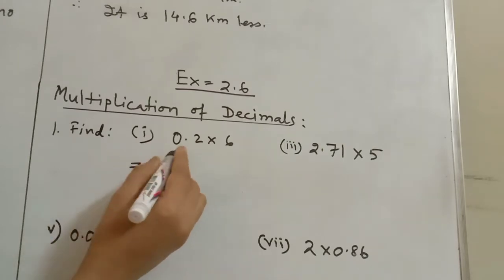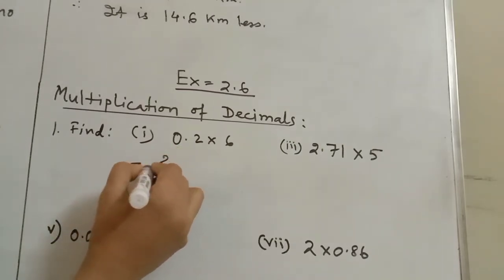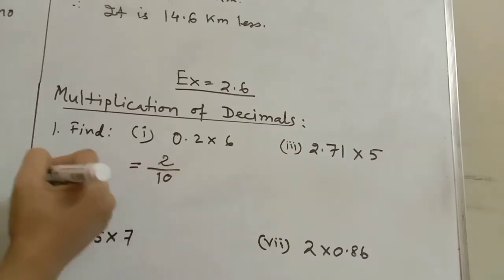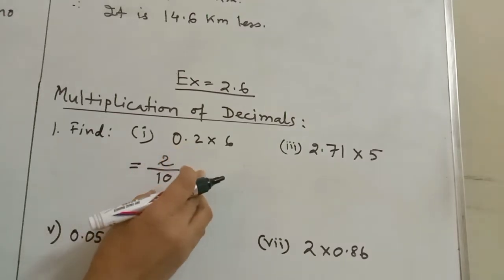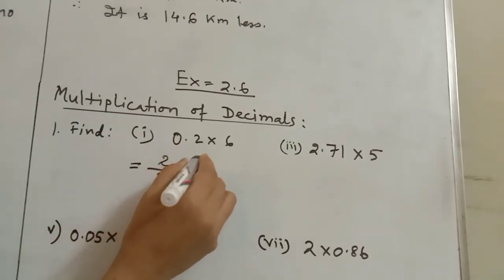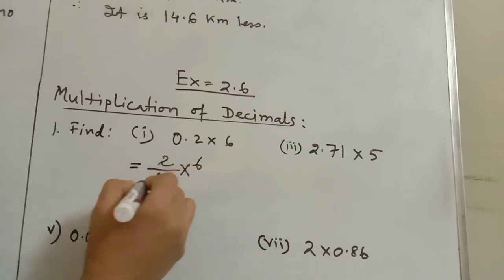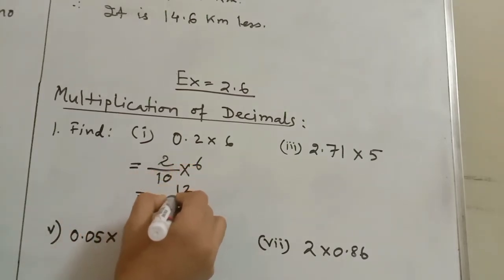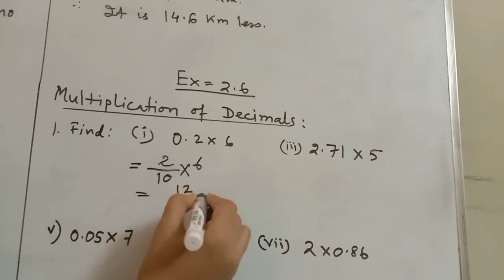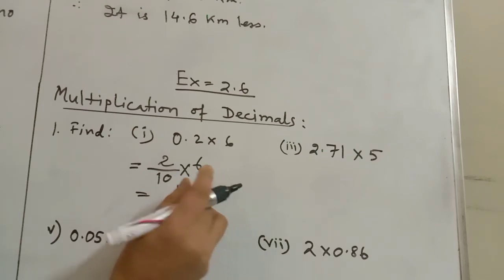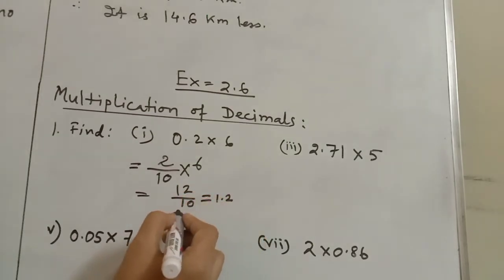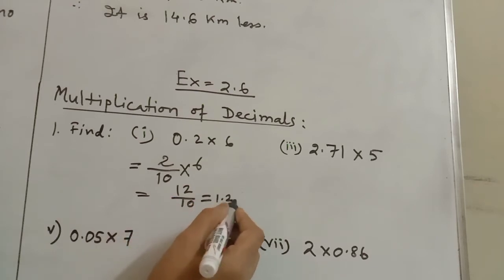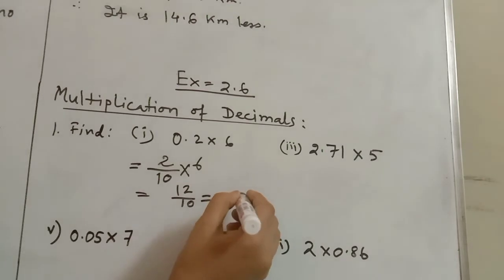Now see, it is 0.2. You can write 2. It is tenth place, so 2 by 10. Because after the point 1 place is there, it will be 2 by 10 into 6. That means you can write it this way: 12 by 10, or you can write 1.2, because after decimal it is only tenth place, so after decimal you need 1 place. So this is the answer.